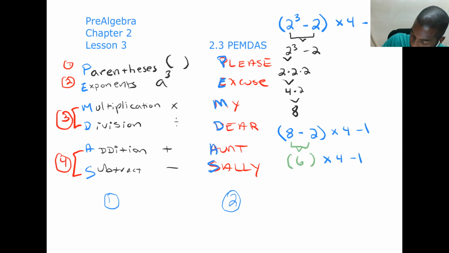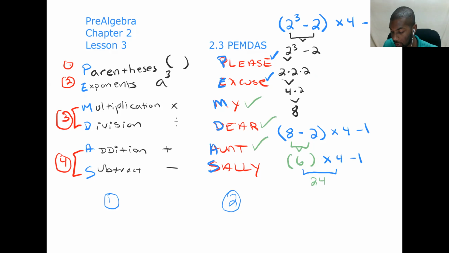All right, so I'm done now with my parentheses. Do I have any exponents left? No, I took care of that. Do I have any multiplication? I do. I have 6 times 4, which is 24. Do I have any division? No. Do I have any addition? No. Or do I have subtraction at the same time? No. Well, yes, I do have subtraction. 24 minus 1 is 23. My final answer is 23.